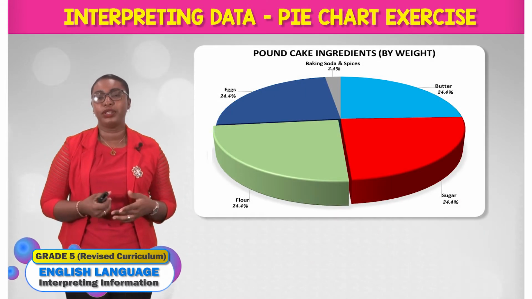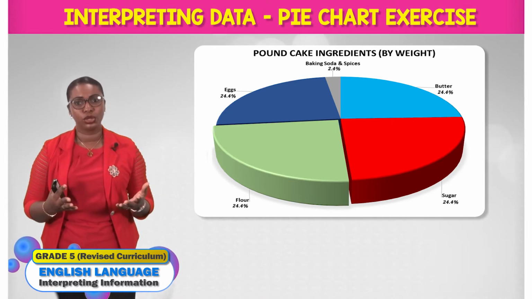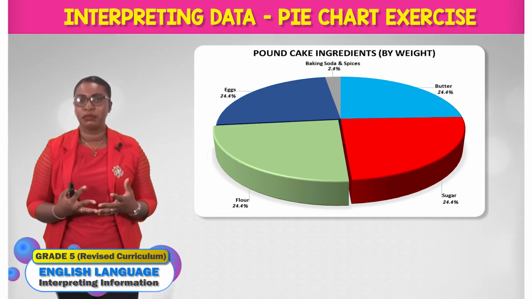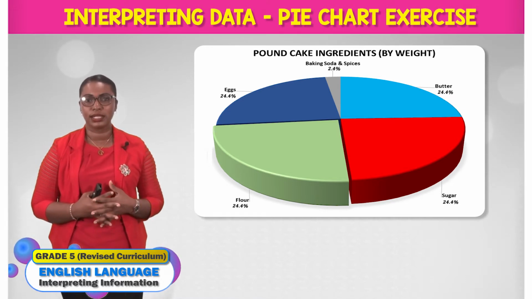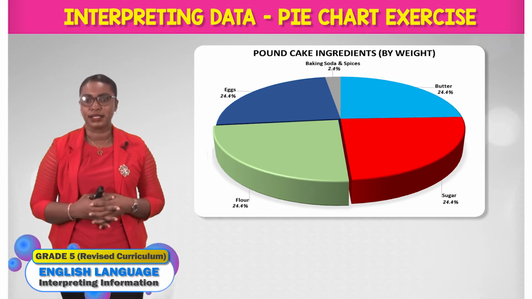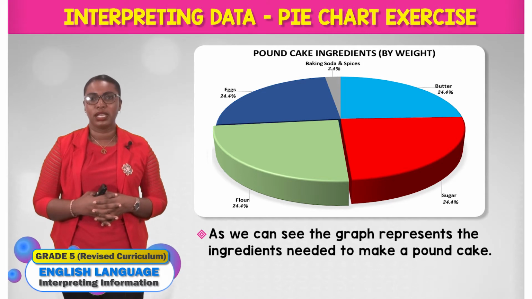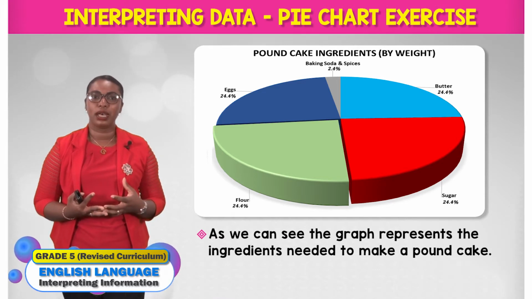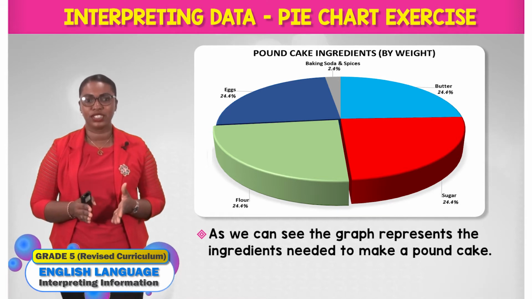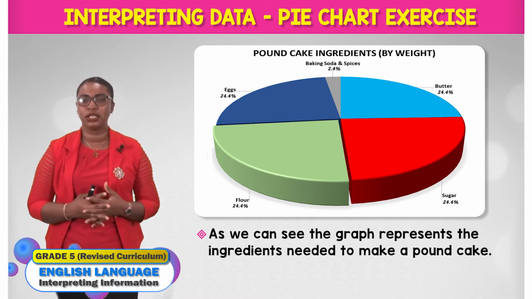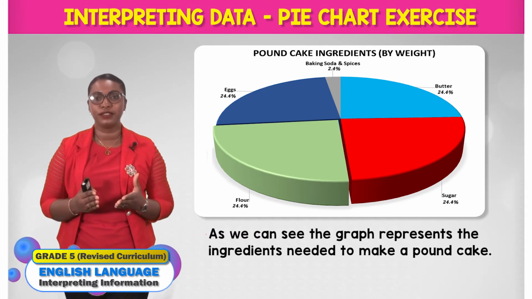Here I have for you another chart. This time, this is a pie chart. I am sure that you would have seen it sometime, maybe in your mathematics lesson, maybe in a social studies lesson, or even a science lesson. For this pie chart, the information being represented is the ingredients needed to make a pound cake. Now, each part of this pie chart represents the weight of the ingredients. So, let's take our time and look at it carefully.